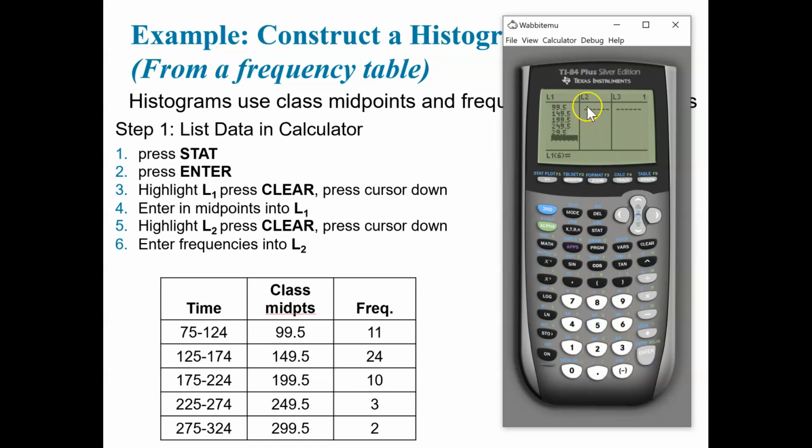And then in L2, cursor over, we're going to enter the frequencies. So that's 11. And they should correspond with their midpoint. So always double check. Lots of room for error here. Oh, I already see an error. You may have already spotted it right there. 299.5. Now, because I saw that, I'm just going to double check here. Great.